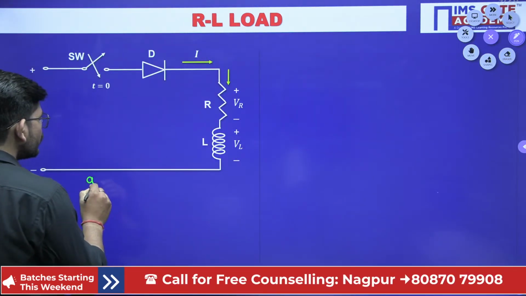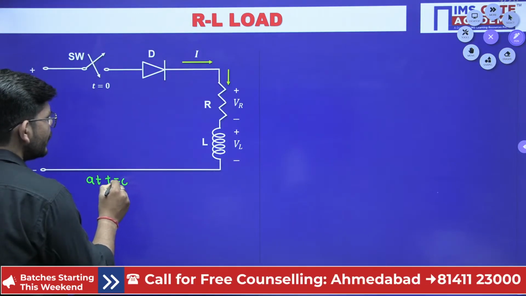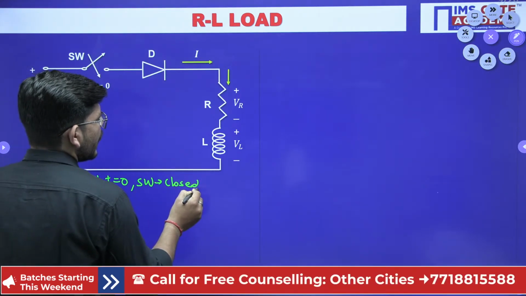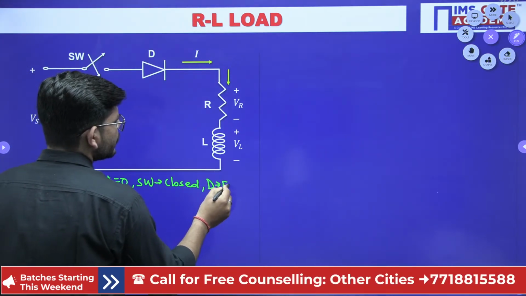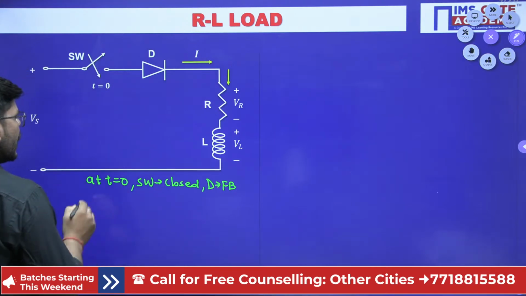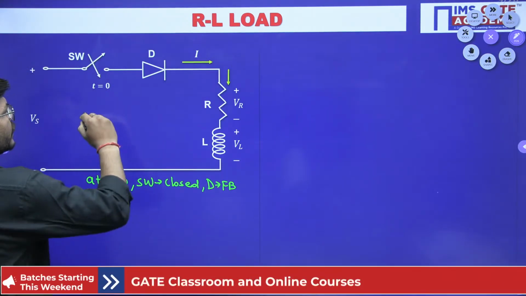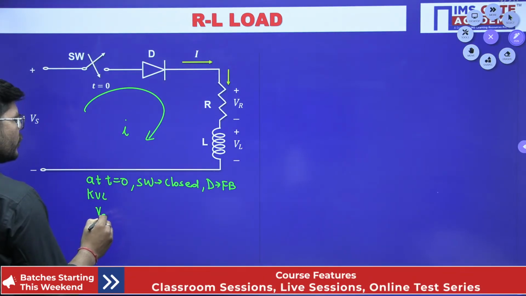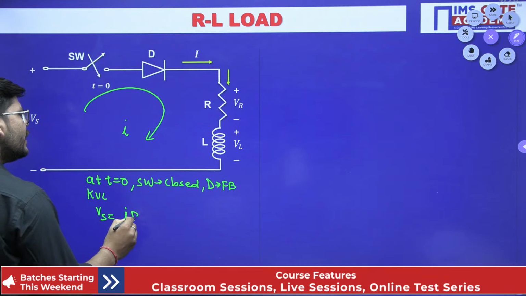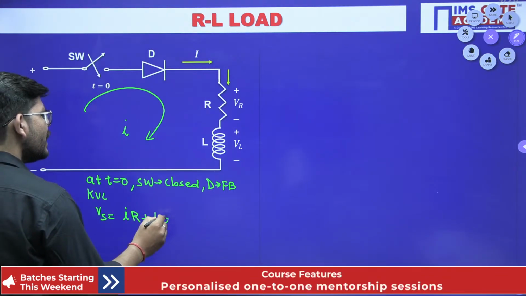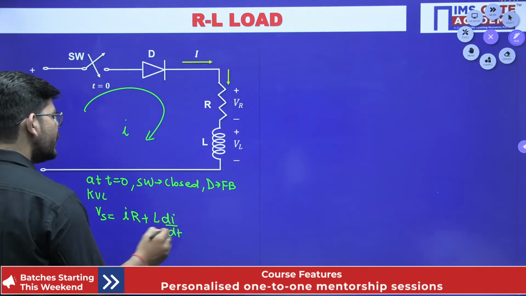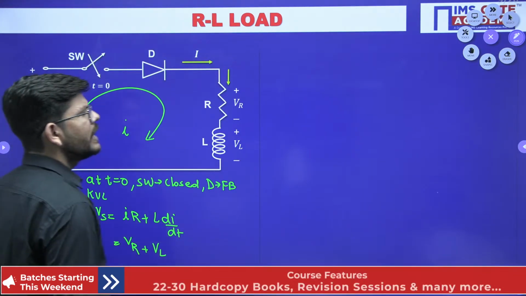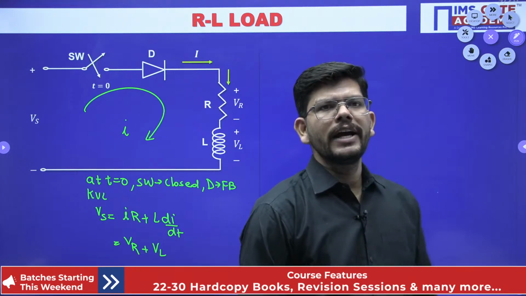At t equals 0, the switch gets closed and the diode gets forward biased, and the load and source get connected, so there might be a current flowing. If I apply KVL, I get Vs equals I into R plus L di over dt, which is nothing but the drop across the resistor plus the drop across the inductor. This is what we have done earlier.